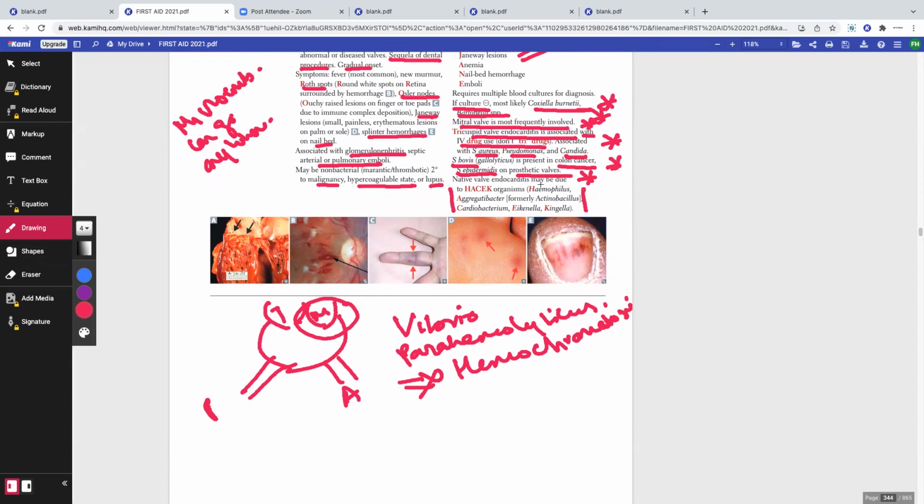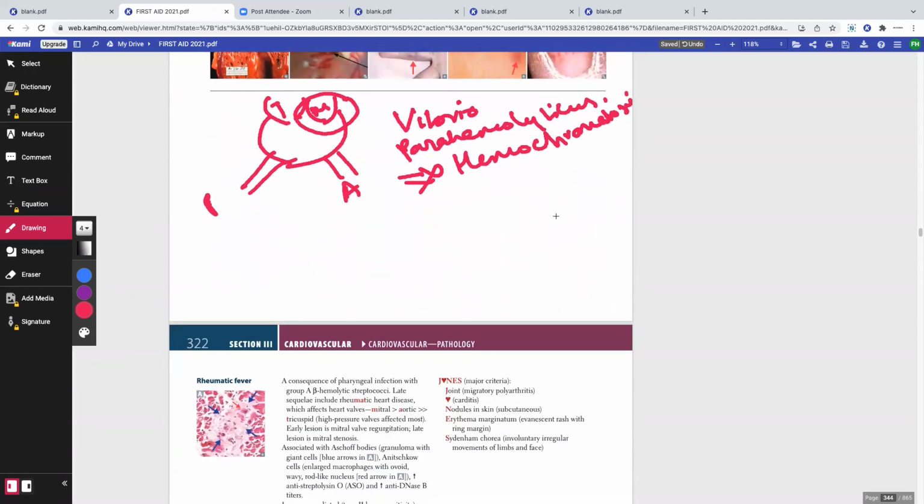And some organisms that are positive for blood cultures, but they cannot grow, are the HASEC organisms, that is Haemophilus, Acinetobacter, or we call this Aggregatibacter nowadays. Before, we used to call this Actinobacillus or Acinetobacter, the same thing. Cardiobacter, Eikenella, or Kingella. Okay.